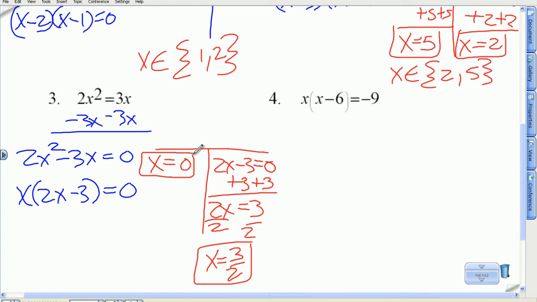So in set notation, I can put 0 and 3 halves in here if my answer has to be in set notation. That's just curly brackets.